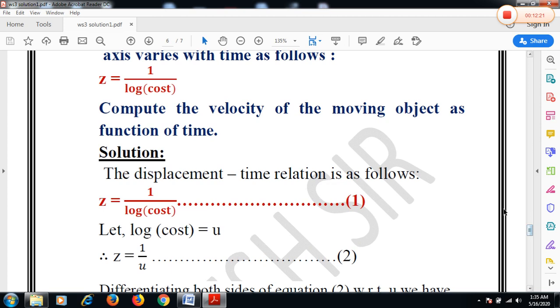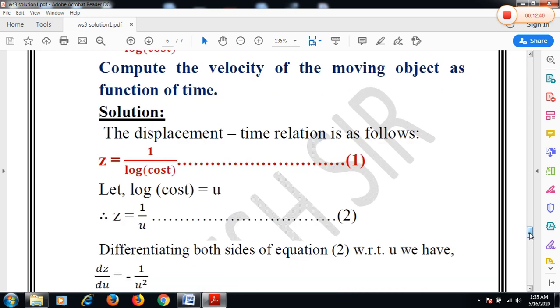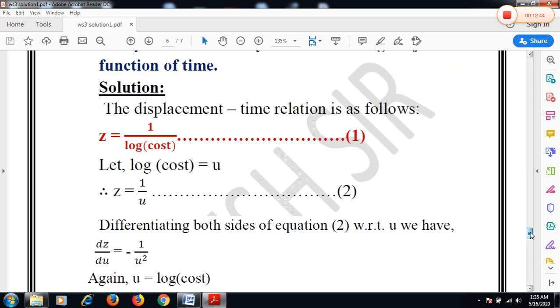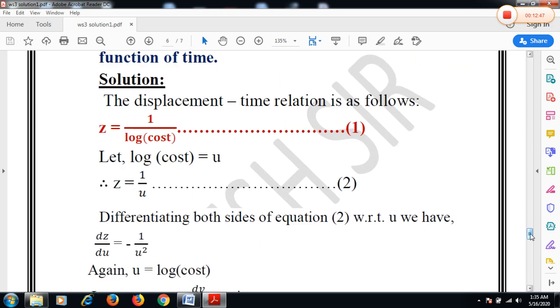The displacement time relation has been given as follows, that is z equals to 1 by log of cos t. We have numbered it as equation 1. Let us assume log cos t equals to u. So putting this value over here in equation 1, we are having z equals to 1 by u. We have numbered it as equation 2. So differentiating both sides of equation 2 with respect to u, we are having dz/du equals to minus 1 by u square. Again u equals to log cos t, right? We have assumed it so far.